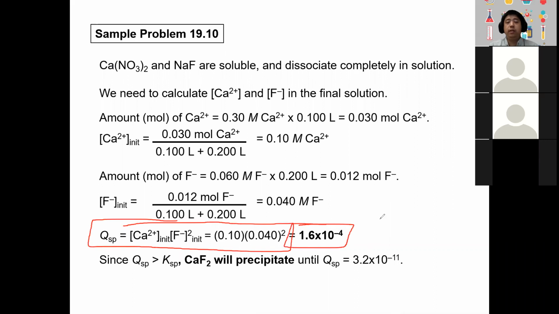This is my Qsp. Anyone have any questions on how I got to here? This is just the concentration, or the molarity, of my F- and my Ca2+. No questions? Okay. So in this scenario, it tells me that Qsp is greater than Ksp. So that means it will form a precipitate. So most of it will reform into a solid, while the rest, the little bit left, stays as a liquid.